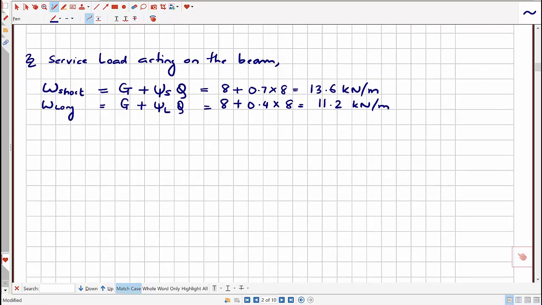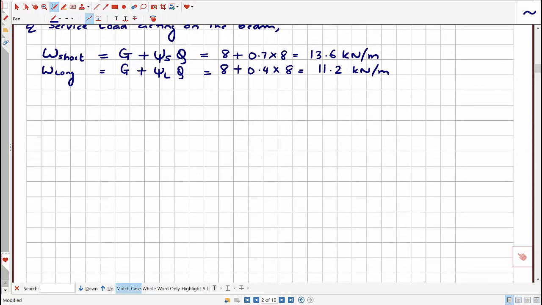Now, for short-term deflection, we need to find the effective moment of inertia, that is I effective. To find the I effective, there are a few steps that you have to do. That means you have to find the neutral axis depth, then you have to find the cracked moment of inertia, and few other parameters that you need to find the effective moment of inertia. So to find the effective moment of inertia, we are first finding the neutral axis depth.